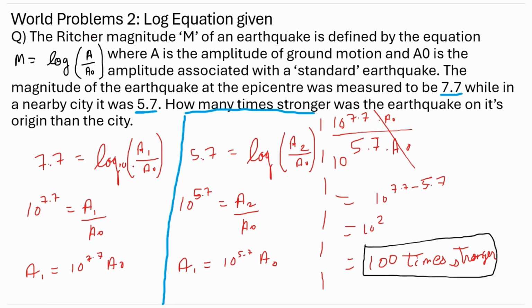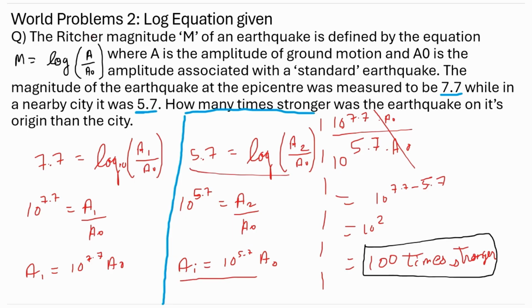So all this question is saying is 10 to the power of 7.7 is a over a0, and we're isolating a, solving for a. So we multiply the a0 to the other side, and since we're comparing these and a0 is the same for everything, it's going to cancel out. Okay, we do the same thing here.